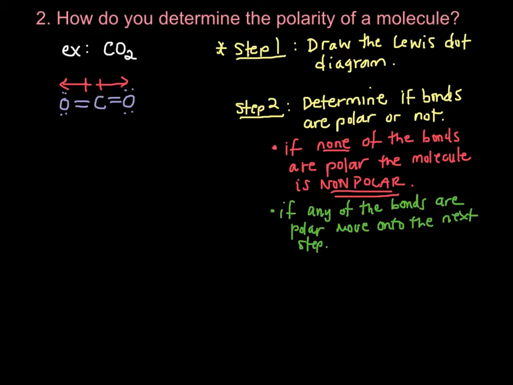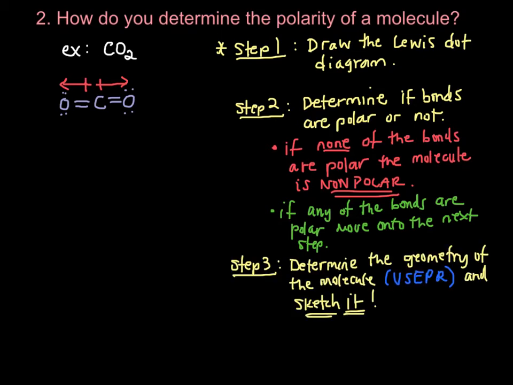If you find that any of the bonds are polar, then you need to move on to the next step. You're not going to assume the molecule's polar just because the bonds are polar. That's not the same thing, right? You have to move on to the next step because a molecule can have polar bonds and still be a nonpolar molecule. All right, so in this next step, if any of the bonds are polar, you're going to want to determine the molecular geometry using VSEPR.